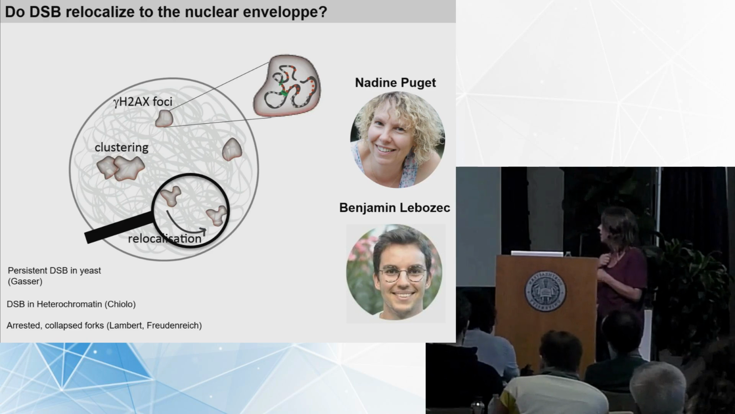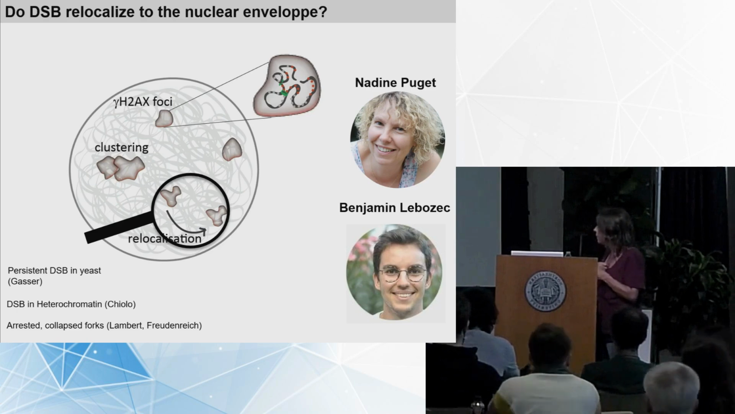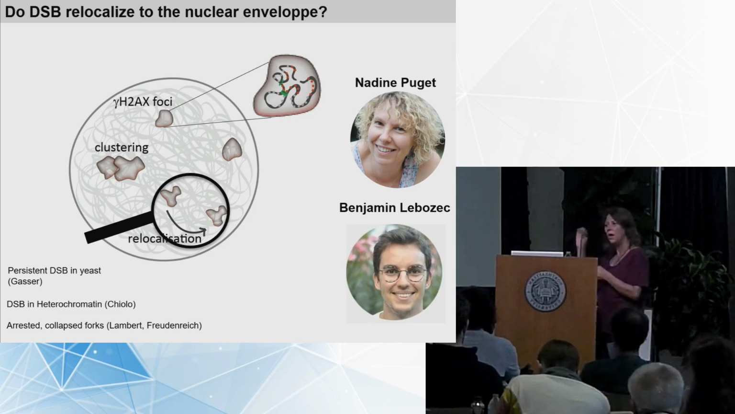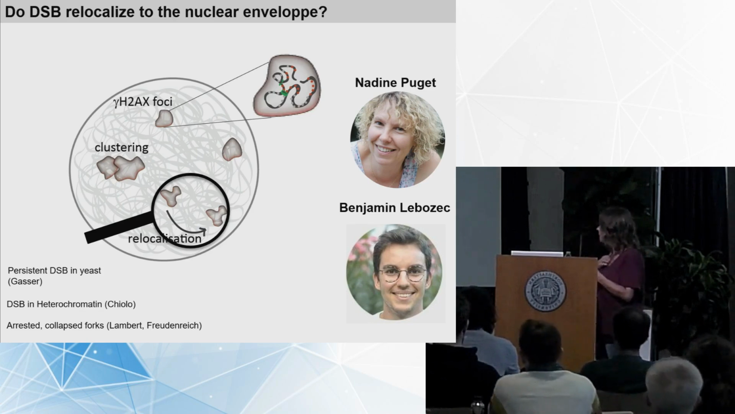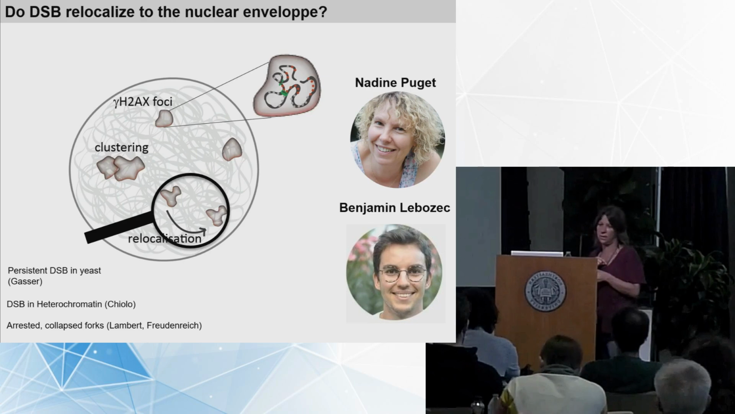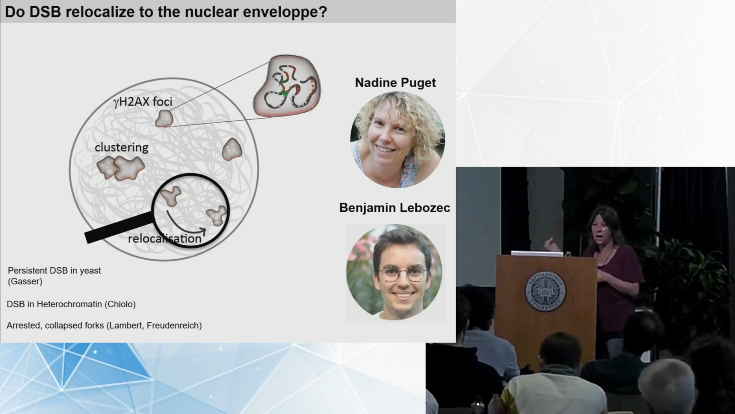So for the rest of the talk, I would like to discuss with you a new story we have, about the relocalization of the DSBs. Until now, what we knew is that persistent DSBs can relocate to the nuclear envelope, to the nuclear periphery. That's also the case for DSBs induced in heterochromatin in Drosophila, and for arrested forks in yeast. But we didn't know yet whether DSBs induced in the human genome could actually display that behavior.